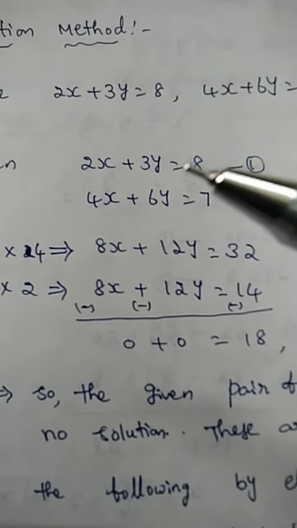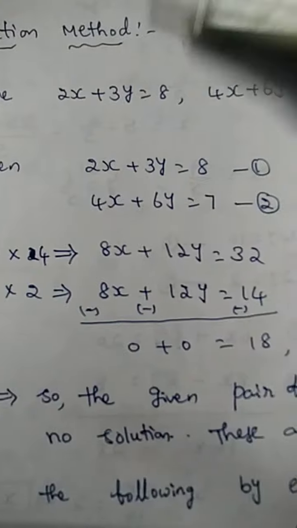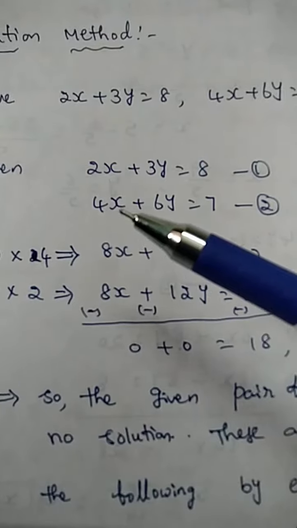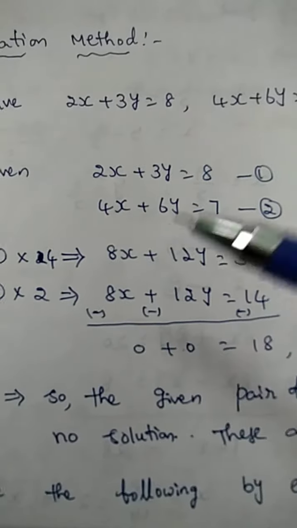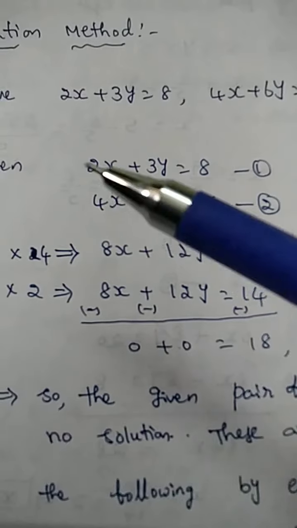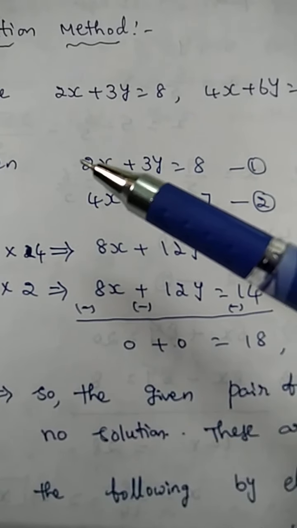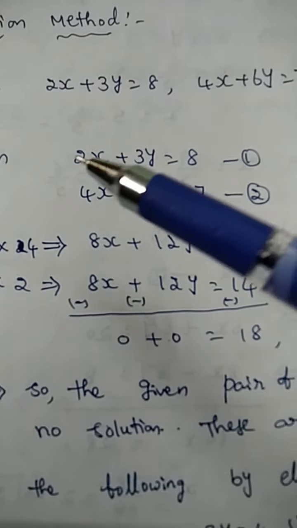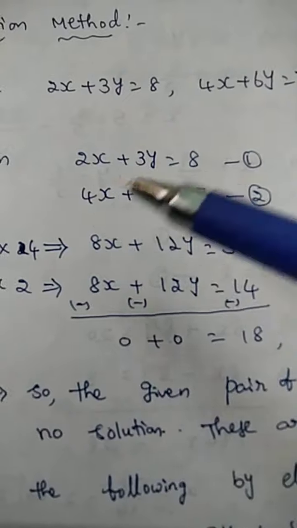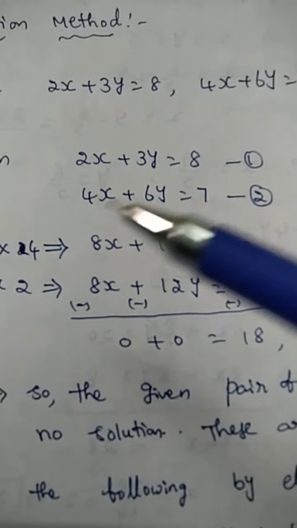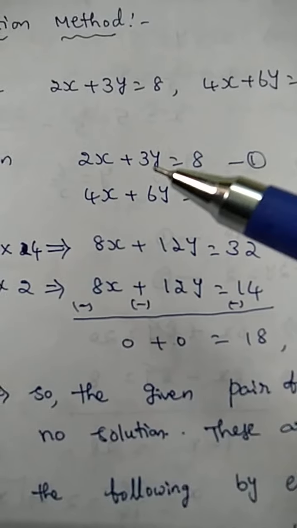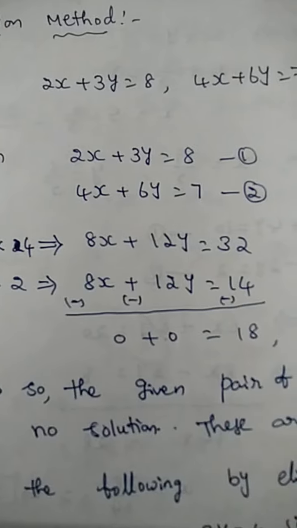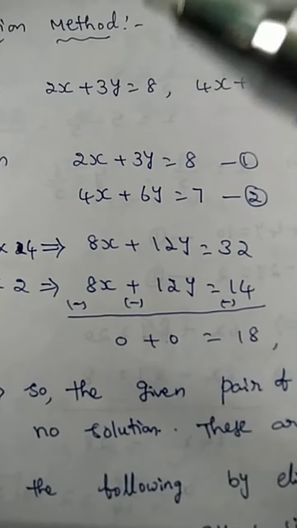Otherwise, if they are negatives of each other, say the first equation's x coefficient is 2 and the second equation's x coefficient is minus 2, then we can add the two equations. In that addition, the x terms cancel: plus 2x minus 2x cancel. Then what is the balance here? Y only. 3y plus 6y is 9y, that is equal to 15. Y is equal to 15 by 9. That value is then substituted in the first equation. Do you understand, students?